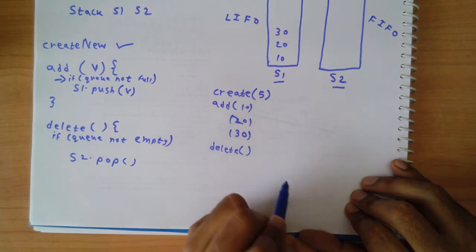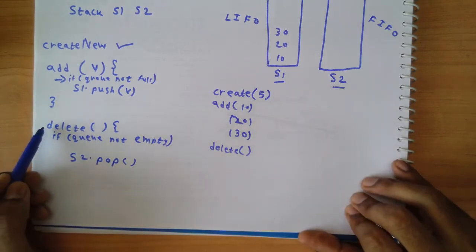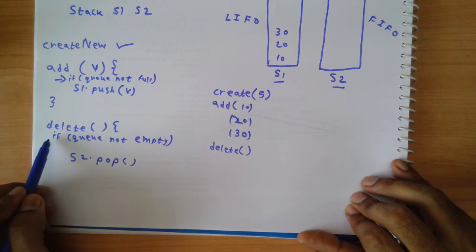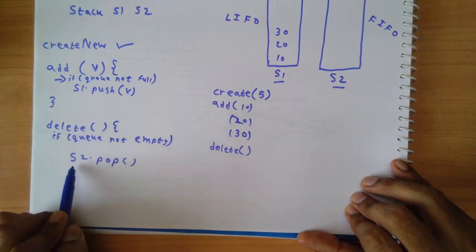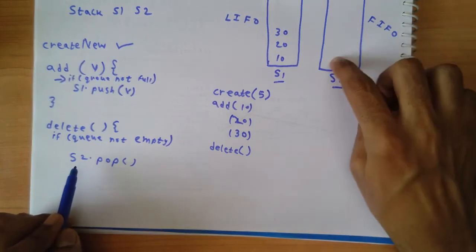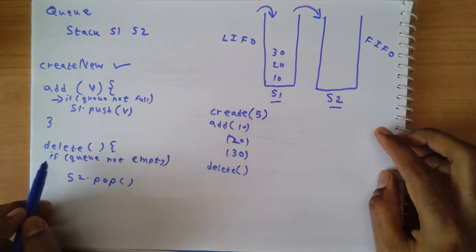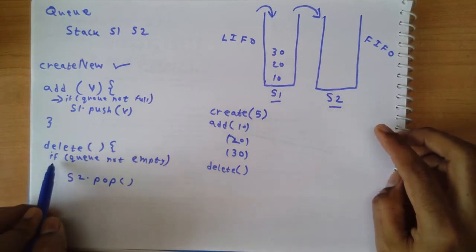Okay, so in that case, I'm going to come to my delete function, and we haven't yet talked about how to check if the queue is empty, but let's assume that the result is currently that the queue is not empty because we have 3 elements in our queue. And then I try to do s2.pop, and this will give me an error because my s2 is empty.